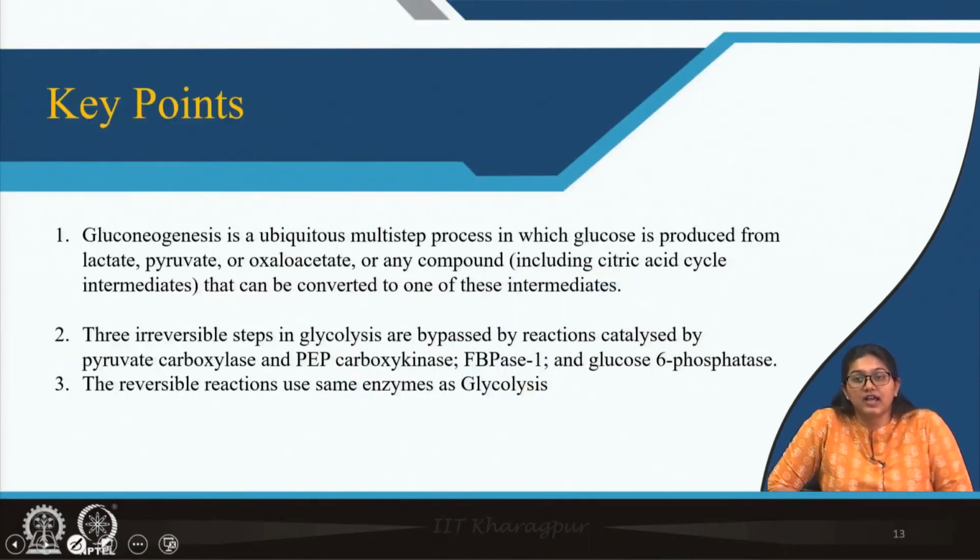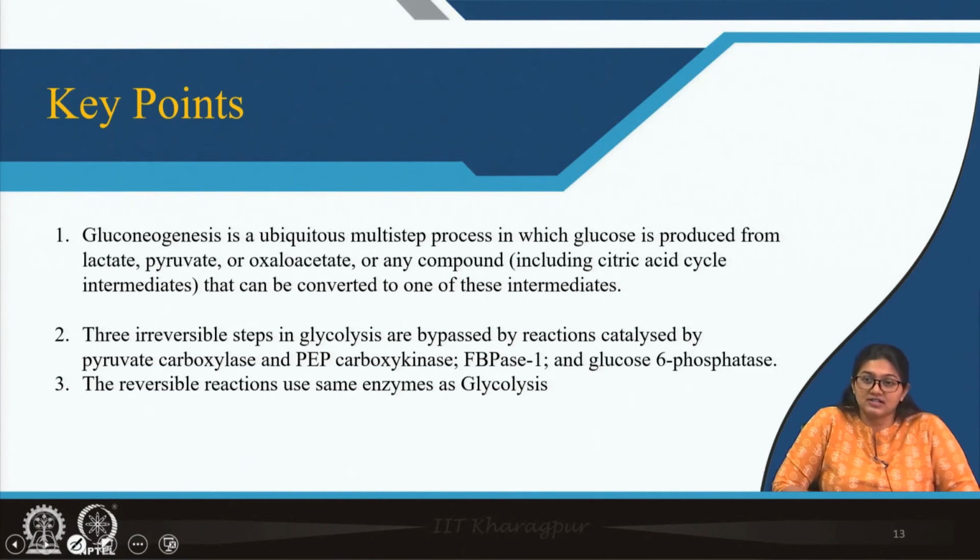In this class we have discussed the different reactions of neoglucogenesis. Neoglucogenesis is basically a multi-step process, ubiquitous in nature, present in all types of cells, where glucose is produced from non-carbohydrate substances like lactate, pyruvate, oxaloacetate, or any other intermediate of the TCA cycle.